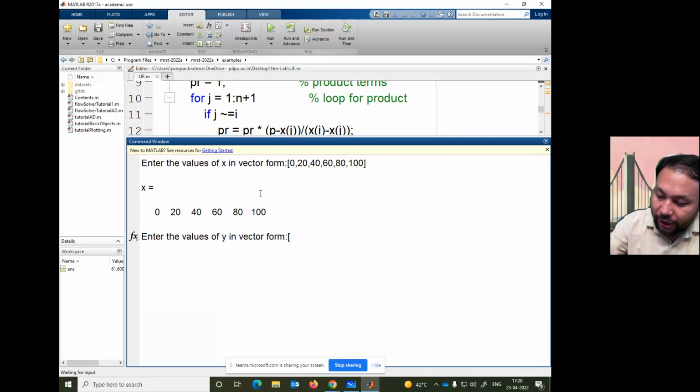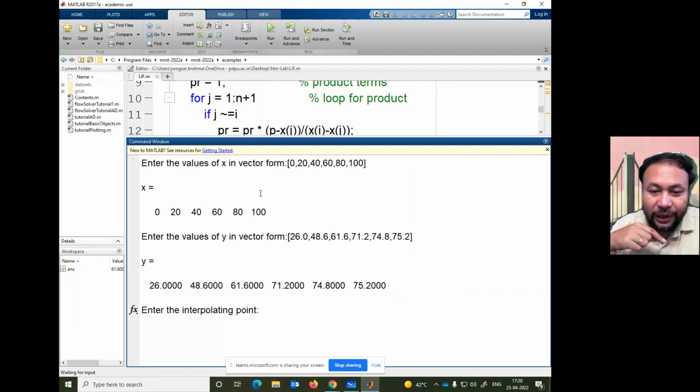Again, input here. Suppose 26.0, 48.6, 61.6, 71.2, 74.8, 74.74, right? Next, 75.2. Now, if I run here, look here. So now I have input the value of x. Now I have to input the value of y.